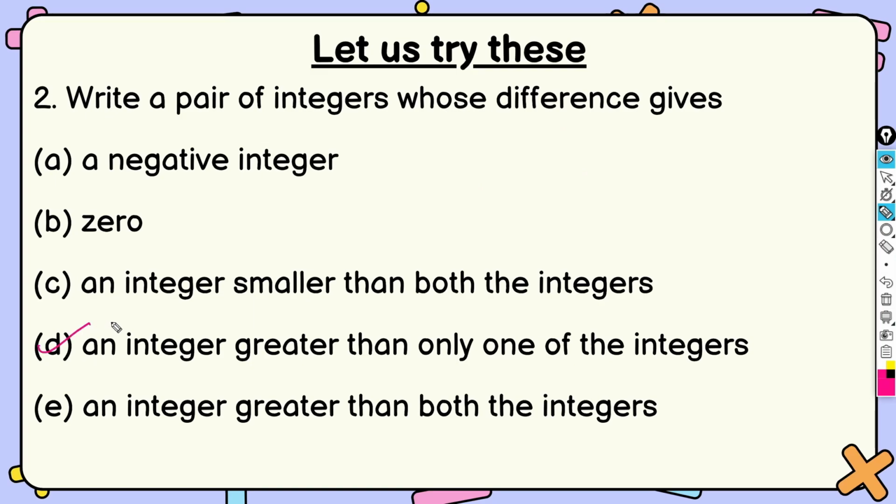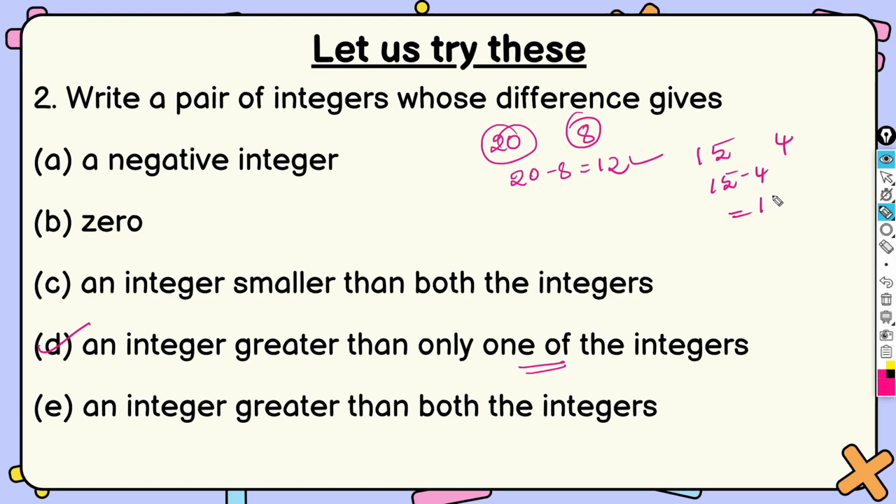Now we'll see a pair of integers whose difference is an integer greater than only one of the integers. Let us take 20 and 8. If you subtract 8 from 20, you get 12. 12 is less than 20 and greater than 8. So 20 and 8 are a pair of integers whose difference is an integer greater than only one of the integers. Similarly, you take 15 and 4. 15 minus 4 is equal to 11. So 11 is smaller than 15 but greater than 4.